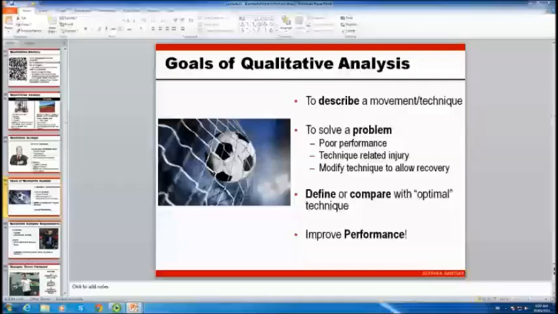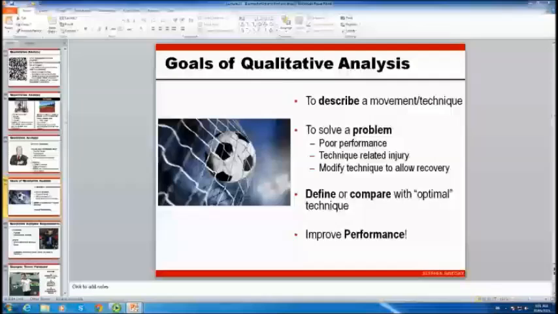This is where the problem concept comes up. We're trying to work out why this person isn't performing as well as we expect them to, or how can we make this person better? The way we do this is starting with qualitative. Work out what the problem is and then go tackle it.